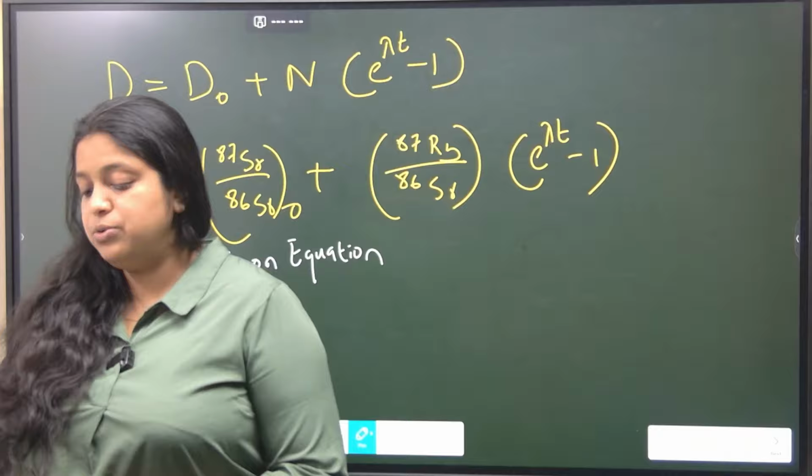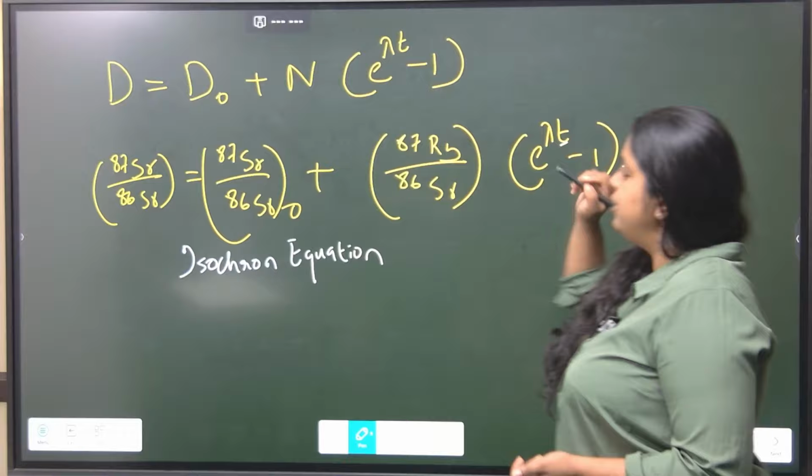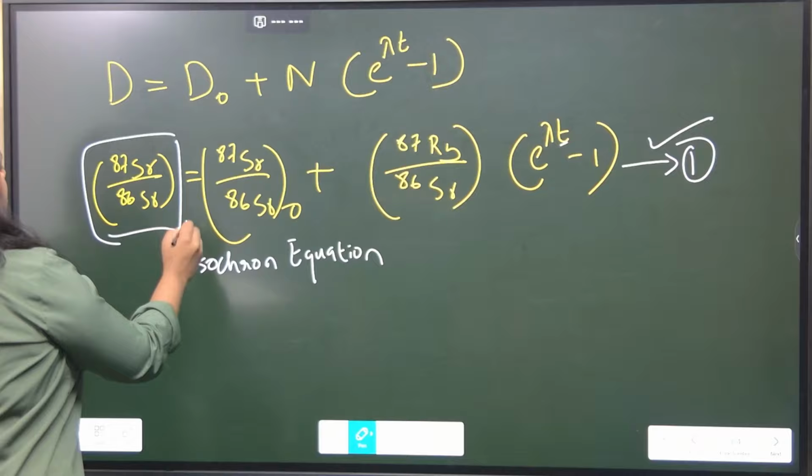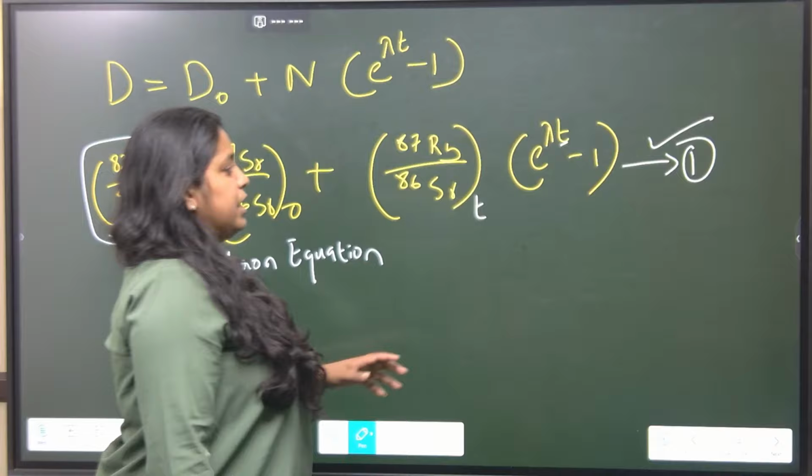Now, let's come back to the isochron equation of the rubidium strontium system. With the help of this equation, equation number 1, we'll be calculating the age. If I know the strontium ratio present in my sample at time t, the initial strontium ratio, and the parent to daughter ratio at time t, I can calculate the age, since lambda is a constant.